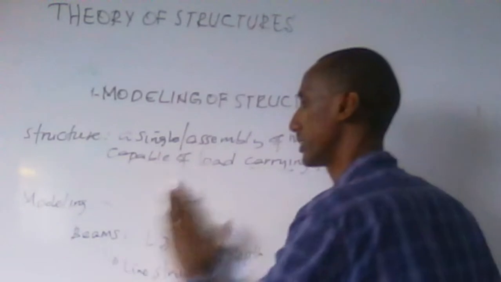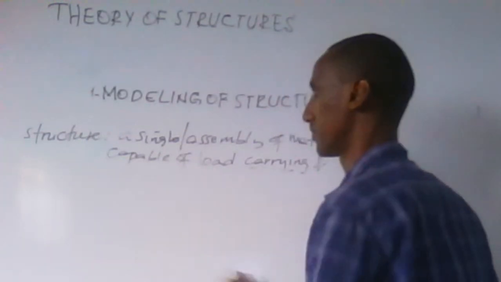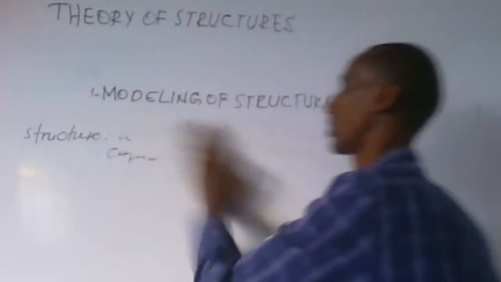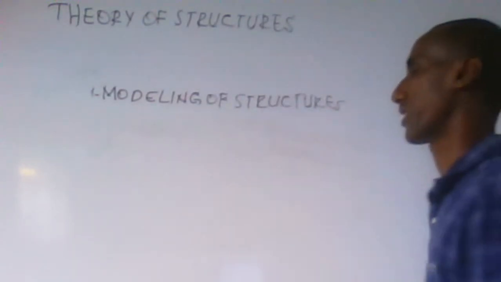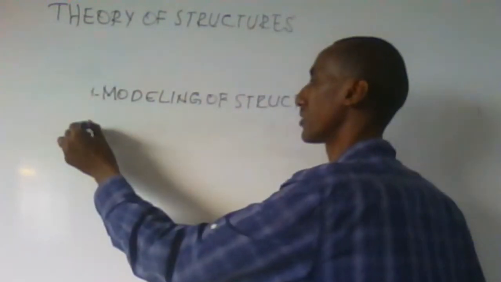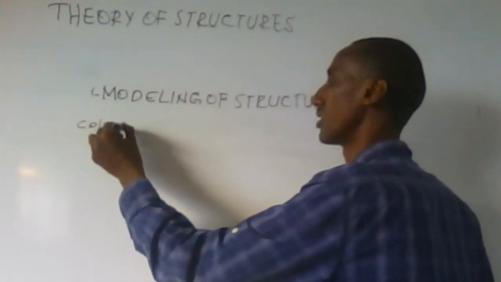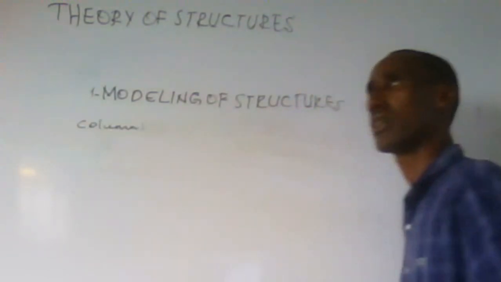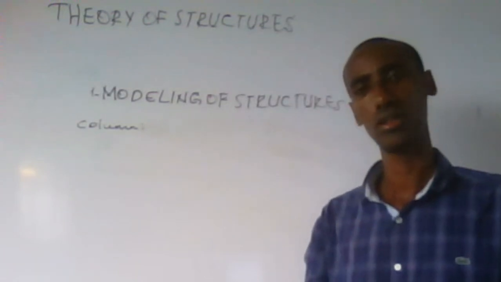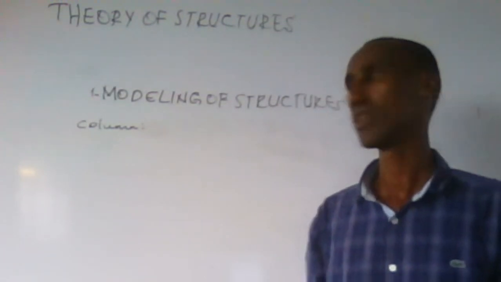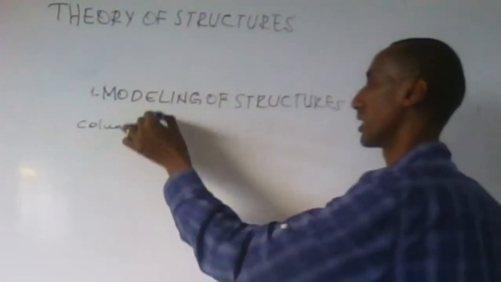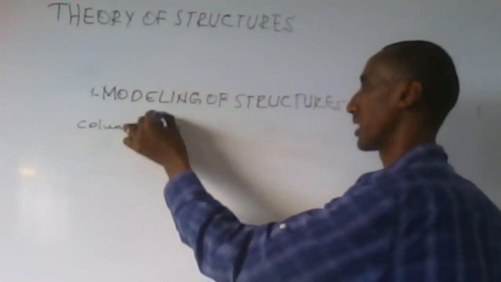Let us add another example. For example, let us consider columns. Columns are vertically aligned load transferring elements or structures. They also have more length or height as compared to the cross-sectional size, so they are also represented as lines.